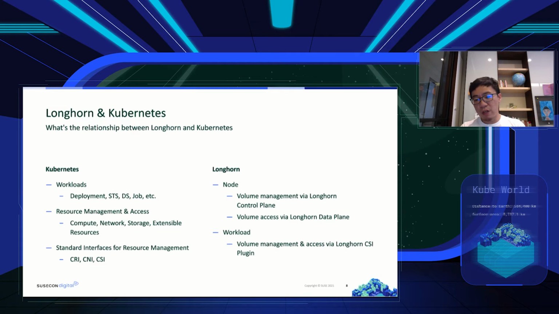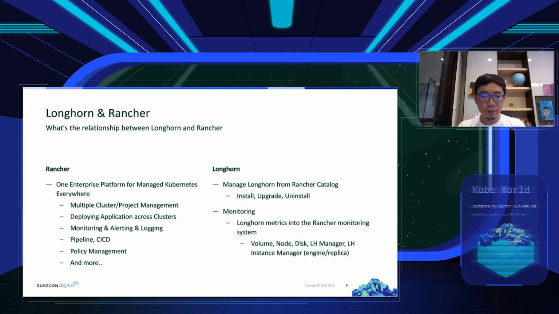So we can make sure volume management and access work perfectly with the Kubernetes component like kubelet through the Longhorn CSI node plugin. So this is the major relationship between Longhorn and Kubernetes. But how about Rancher? Longhorn and Rancher. What's the relationship between Longhorn and Rancher?